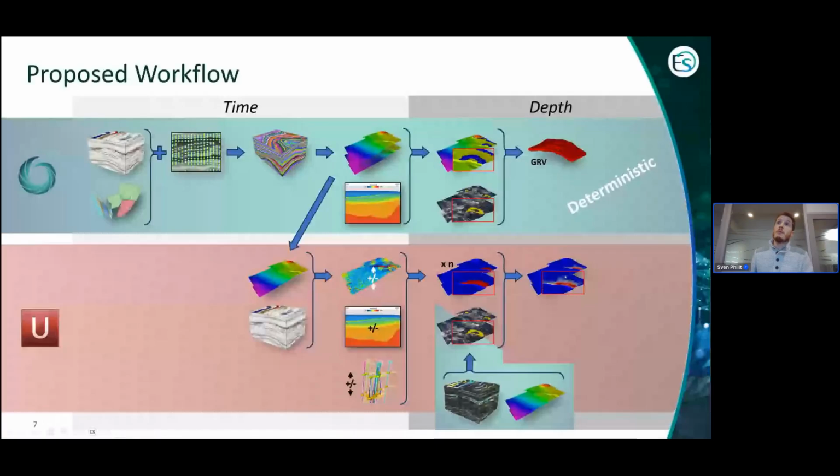With this, we're able to create a statistical mapping of the closure and eventually derive the probabilistic gross rock volumes for one given structural trap. We're calling them structural traps here.